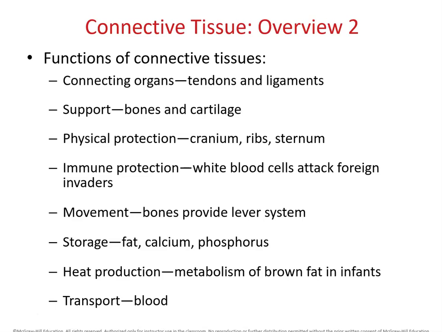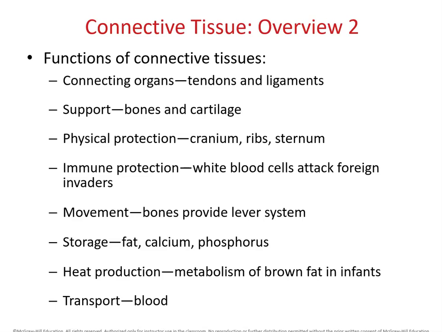Some connective tissue, such as bone and cartilage, plays a role in structural support. Your cranium, your ribs, and your sternum provide protection to your brain, your heart, and your lungs. We said a moment ago that blood cells are classified as connective tissue. So your white blood cells are part of your immune system. Connective tissue has a role in movement. Think of your tendons and ligaments and bones. Their structure allows for movement.